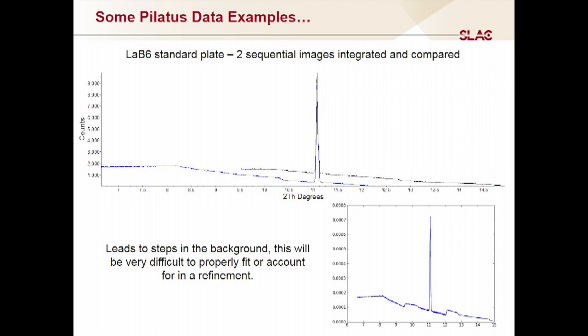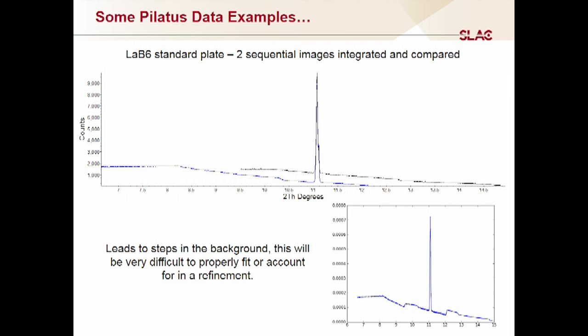Another problem, and this is actual data that I took to illustrate this. This is sort of a worst case scenario, but it demonstrates the point. This is a plate of LaB6. So this is a standard reference material that is at most of the beamlines that you should measure to characterize the instrument. And this is using the Pilatus on beamline 10.2, and it's 2 images where I've just moved the Pilatus by, it looks like about 3 degrees.